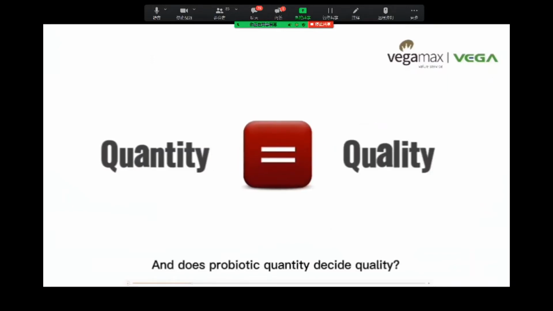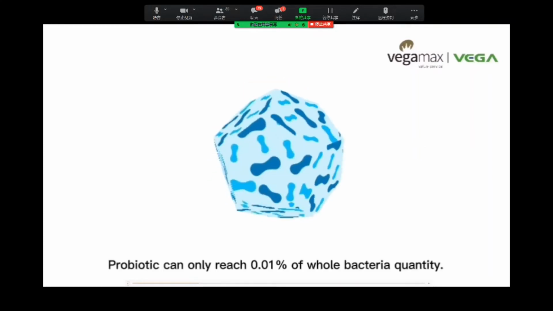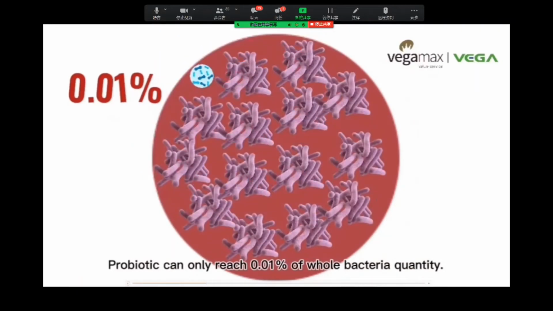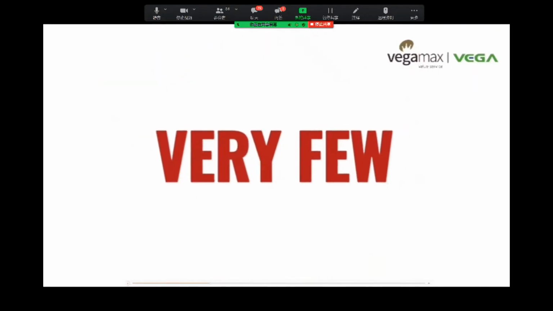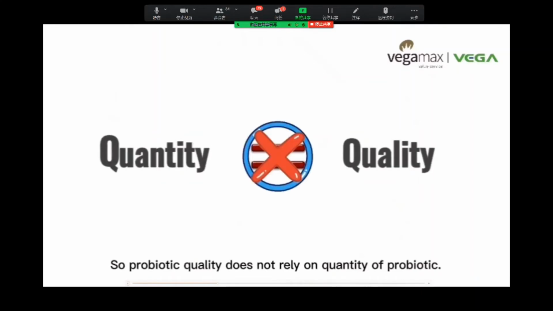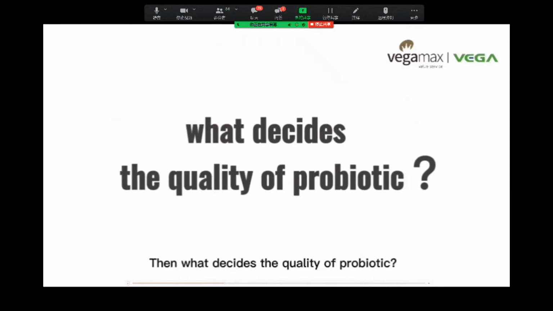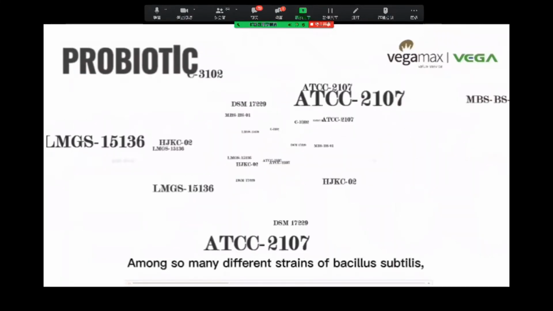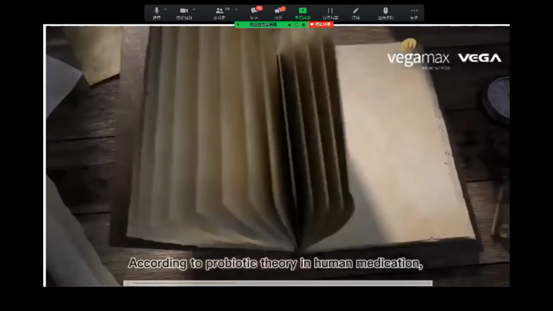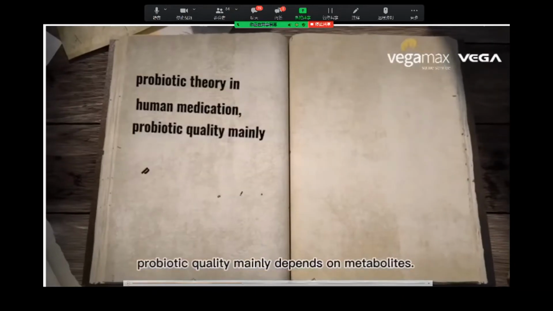And does probiotic quantity decide quality? Probiotics can only reach 0.01% of the whole bacteria quantity. Very few. So probiotic quality does not rely on quantity. Then what decides the quality of probiotics? Among so many different strains of Bacillus subtilis, how to choose? According to probiotic theory in human medication, probiotic quality mainly depends on metabolites.